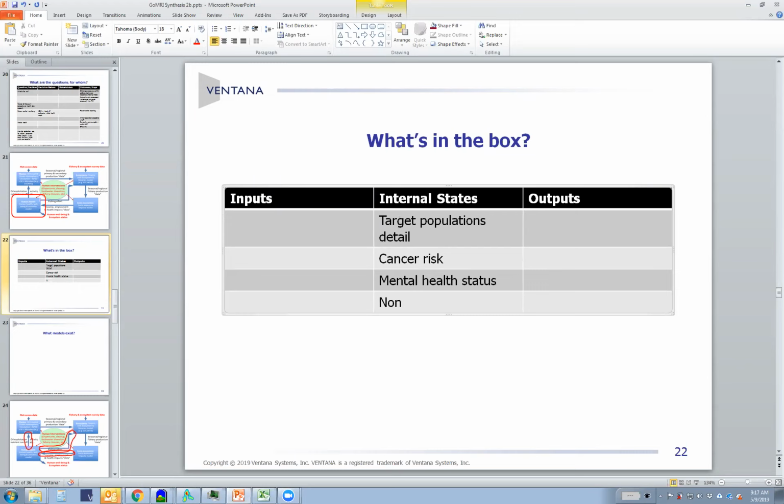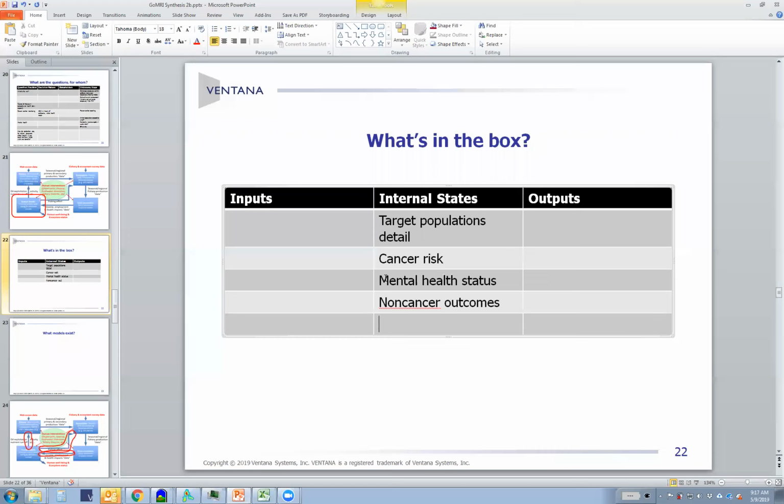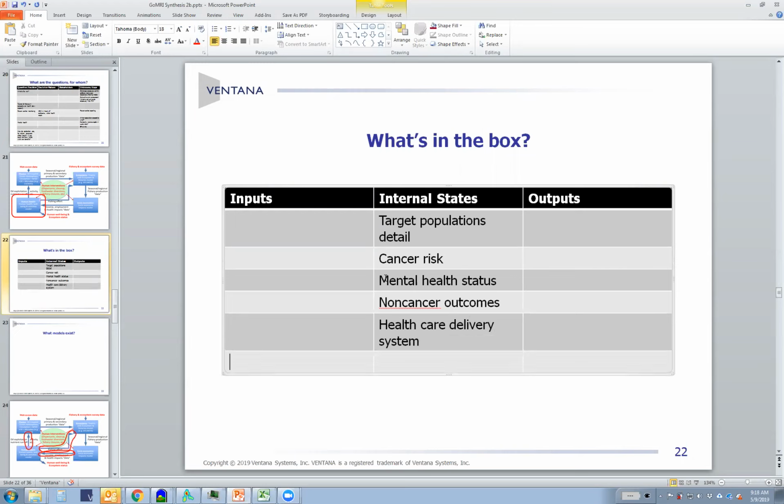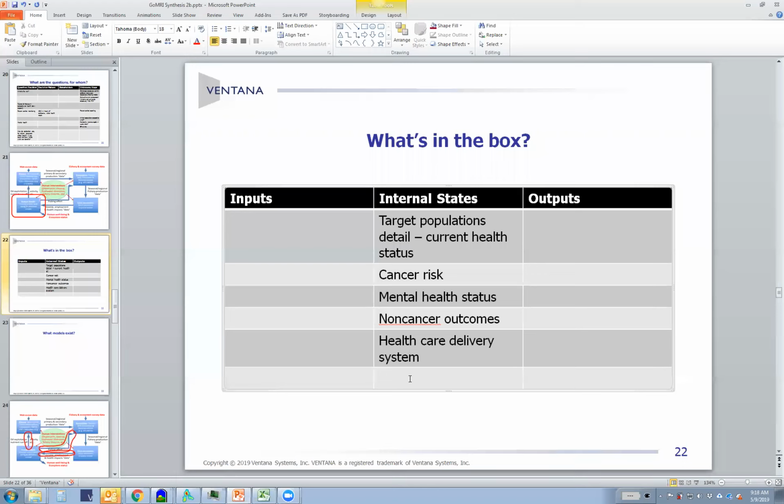Okay. What else is in there? Oh, and then we talked a couple minutes ago about the healthcare delivery system. Current health status. I don't know if that's in your target population detail. Oh, yeah, okay. So maybe that does belong there. The dose response relationship among all of these things, which is the mapping from exposure to various things to the outcomes.